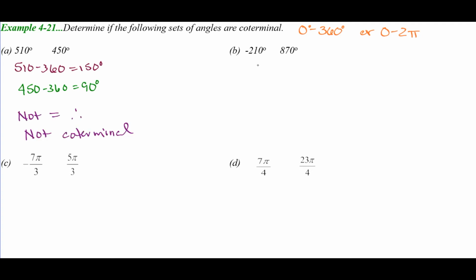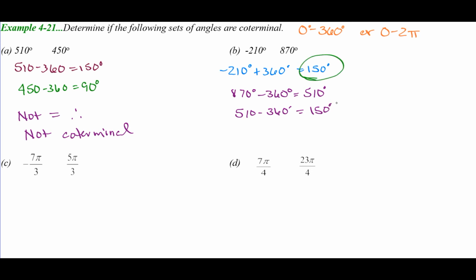Okay, so looking at B, I've got negative 210 degrees. So that is between 0 and 360, but it's negative, so I'm going to add 360 to that, which gives me 150 degrees. And then I'm going to take the 870 degrees. That's bigger than 360, so I'm going to subtract 360, which is going to give me 510, which is still bigger than 360, so I'm going to do 510 minus 360 again, and I'm going to get 150. So now here we've got 150 degrees, 150 degrees, so these are equal, therefore coterminal.